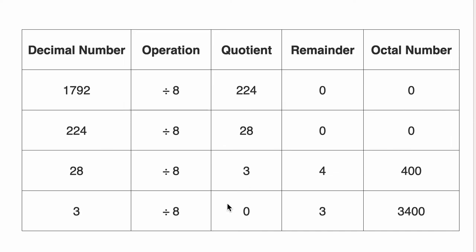So we got that as 3, and in fact you don't even need to write or do the last step, because from the quotient only you'll know this is less than 8. You can directly put it as the first digit of the number. So finally what you got is 3400.